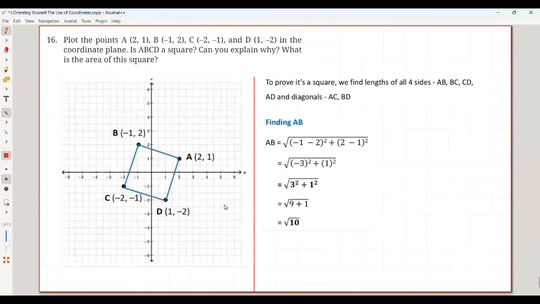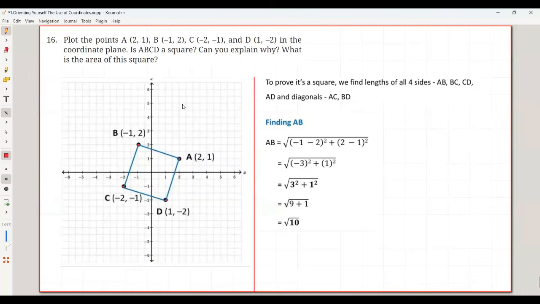Hope it's clear. Question number 16: plot the points A, B, C, D in the coordinate plane. Is ABCD a square? First draw the x-axis and y-axis and plot the points. This is (2, 1). Then (-1, 2) in the second quadrant. Then (-2, -1) in the third quadrant. Then (1, -2) in the fourth quadrant. Join all the points. It looks like a square.